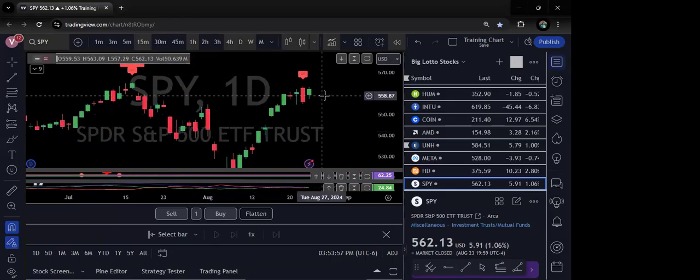So which stock had a bullish engulfing? I know SPY broke. No, this is not a bullish. We had a bearish engulfing here. Broke below and then broke above.